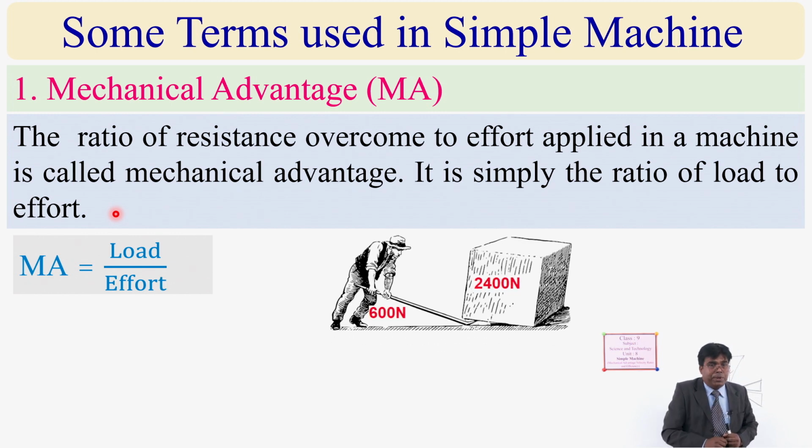Just observe this figure. You can see here a person is lifting a heavy load, that is a 2400 Newton load, by using an effort of 600 Newton only. It means he is applying just 600 Newton effort to lift this heavy load. Do you think he would succeed if he was just using his hand during that time?